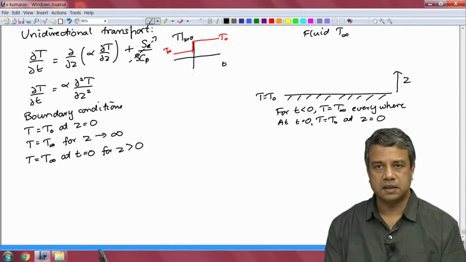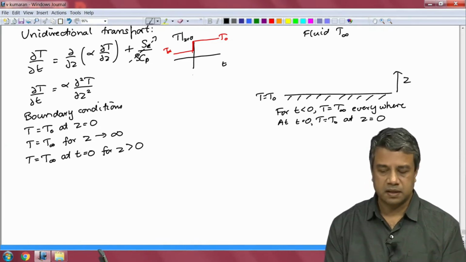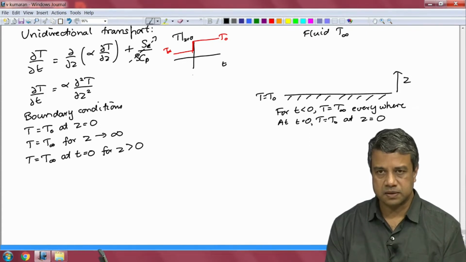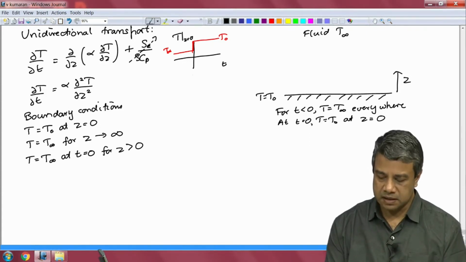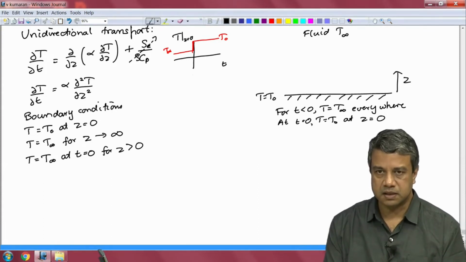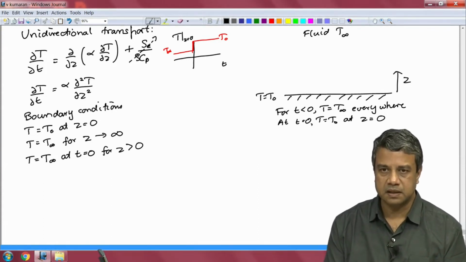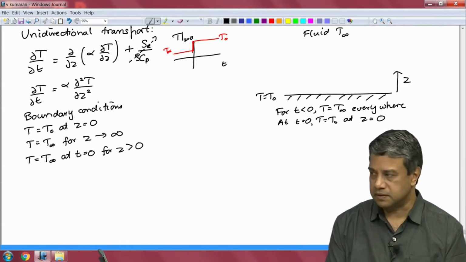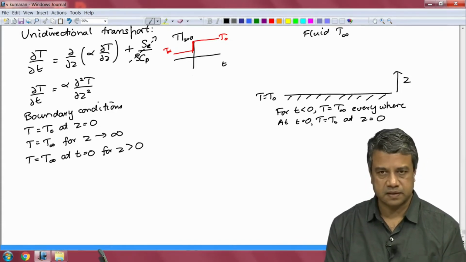So, these are the boundary conditions at z is equal to 0, z going to infinity, and the initial condition throughout the domain: at initial time the temperature is T infinity and you have just switched on the heater. So, T is equal to T naught at the surface itself.